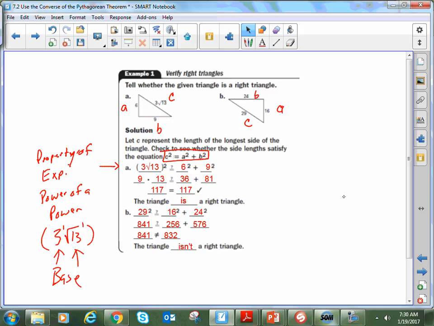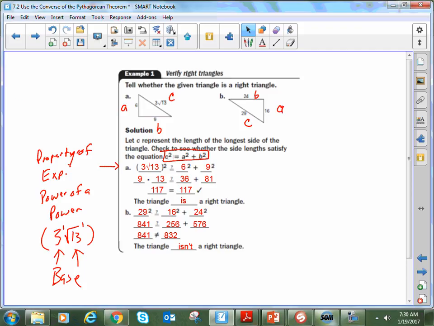Now, on your assignments, on a quiz, on a test, this is the demonstration. This is the work I would expect you to show me. If you simply say, yes, it is, or no, it isn't, I'm not going to really give you full credit. You have to give me the math that justifies your statement. So please keep that in mind as you go forward.